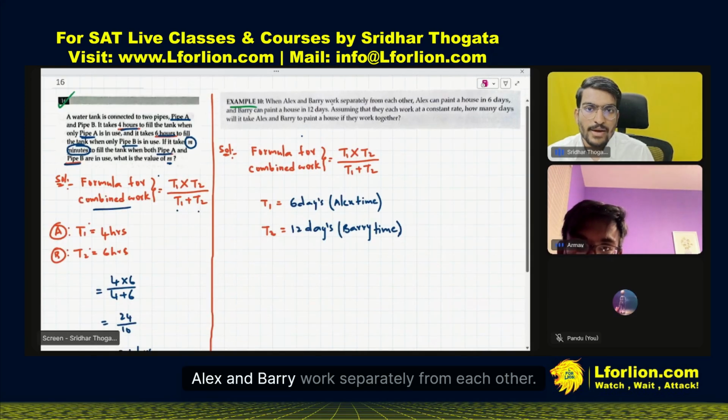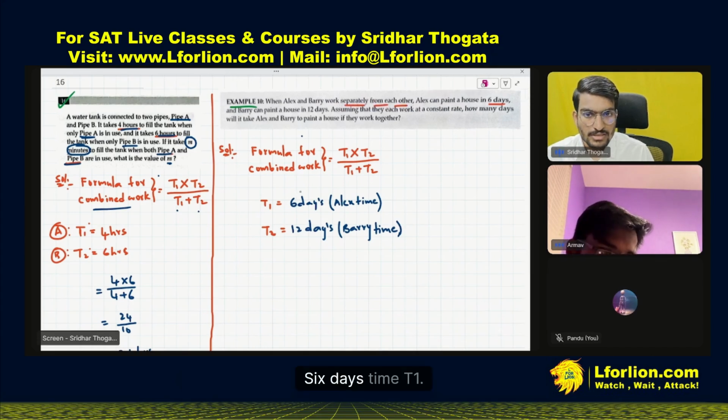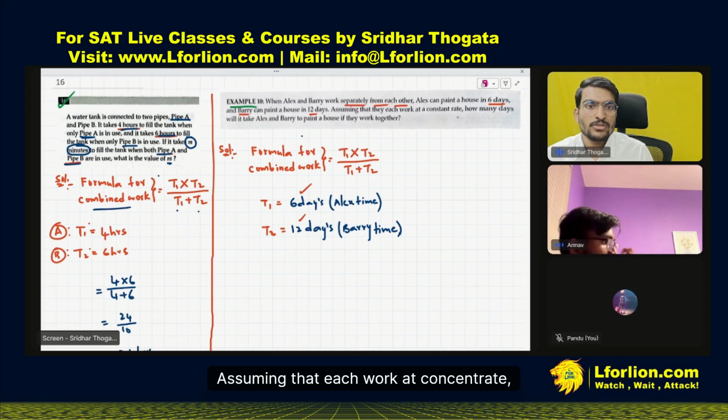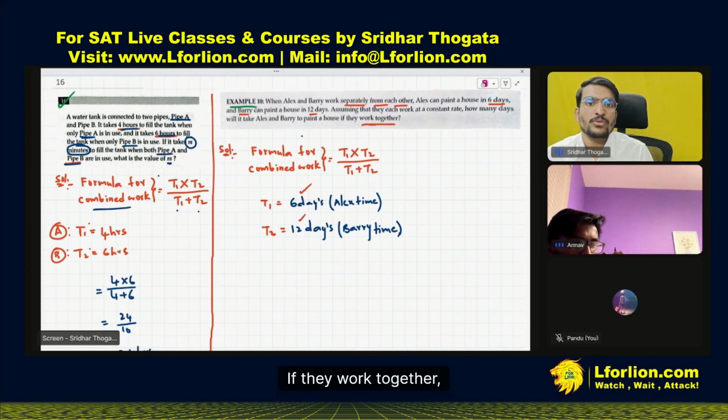Alex and Barry work separately from each other. Alex can paint a house in 6 days, that's T1. Barry can paint it in 12 days, that's T2. Assuming that each works at a constant rate, how many days will it take Alex and Barry to paint the house if they work together? Combined work, same formula.